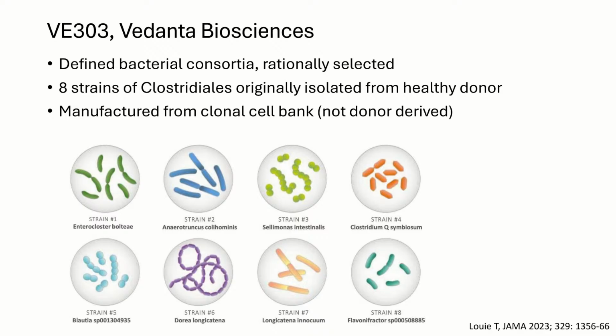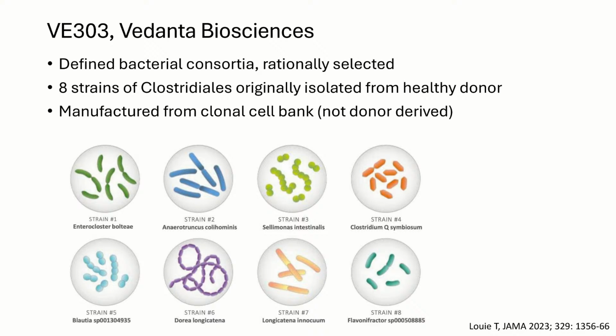Here is probably the leading candidate, and this is what we can truly define as a live biotherapeutic product. So this is VE303. It is currently in phase 3 randomized controlled trials across the world. It consists of 8 different strains of Clostridiales that were originally isolated from a healthy donor. You can see the different strains on the screen, and it doesn't involve a donor anymore. It's not donor derived. It's manufactured from clonal cell banks, so you can be assured of the consistency, and there shouldn't be an issue with scalability and supply of this.